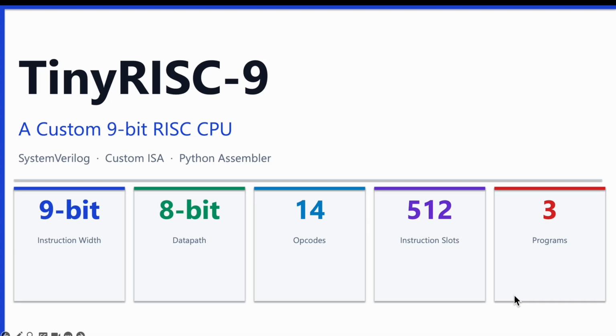Hi everyone, in this video I'm going to walk you through my TinyRISC-9, a custom 9-bit CPU that I designed and built from scratch using Verilog. We'll talk about some constraints this CPU has and what makes these constraints interesting, and the 3 programs we're able to run using the CPU. We'll also briefly go over the assembly code of these 3 programs as well as the Python assembler.